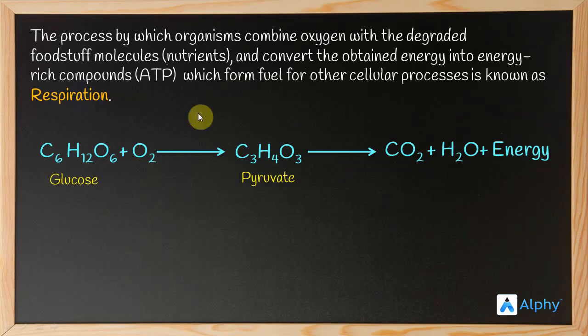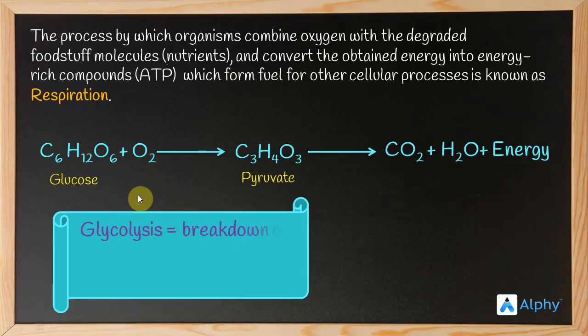This pyruvate is produced by the process of glycolysis, which is the breakdown of glucose. The word glycolysis is a combination of two words, glyco and lysis, where glyco implies glucose and lysis means to break down. So glycolysis is the breakdown of glucose to release pyruvate, and this process happens in the cytoplasm of the cell. I hope you are clear with the meaning of these two terms now.